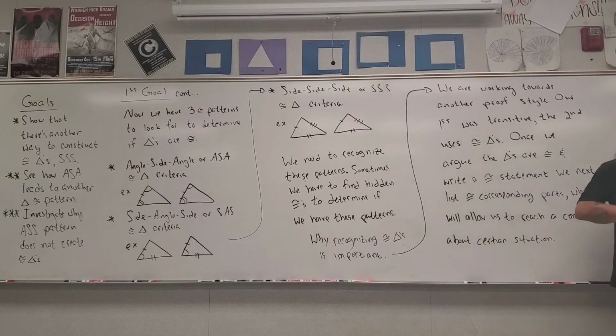This is actually a bigger picture idea. We are working towards another proof style. Our first was a transitive argument, right? 2 things are equal to the same thing, so those 2 things are equal. We're able to bring them together. Well, our second uses congruent triangles. Once we argue the triangles are congruent and write a congruent statement, we next list the congruent corresponding parts, which will allow us to reach a conclusion about a certain situation.